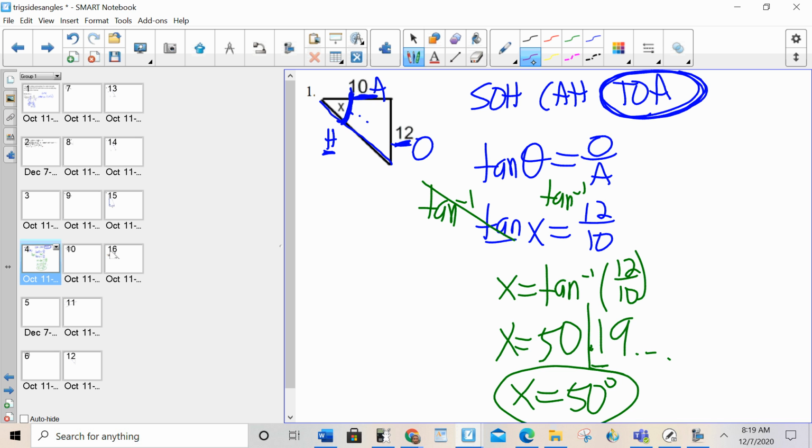So what did I do? I drew the angle in. I drew that angle because that's where the x is. I label my A, my O, and my H. Since O and A were involved, since O and A are with T in TOA, I'm using tan. I substituted my values in. Theta is x. Theta is always the angle. O is 12. A was 10. At that point, to get rid of tan, I do inverse tan on both sides. I typed it into the calculator. I got my answer.